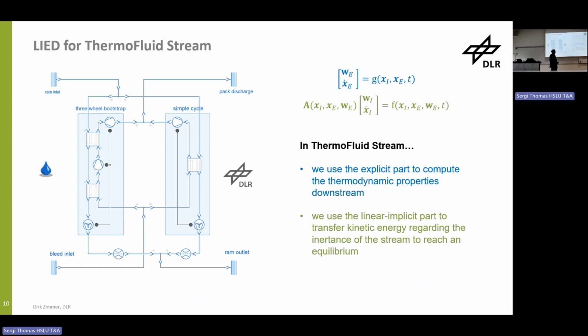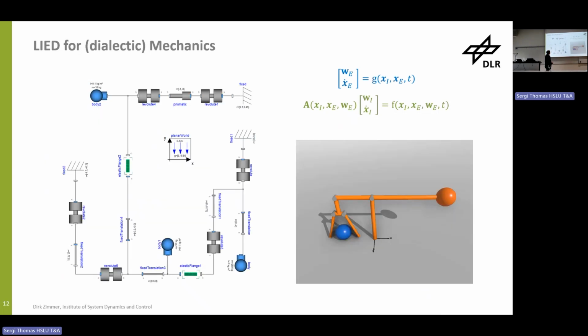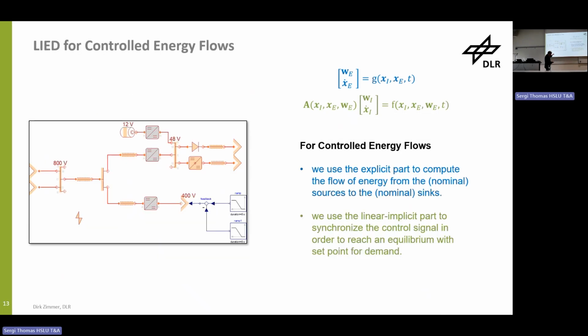And to explain, the blue part, the explicit part, would be that you compute downstream all your evil nonlinear thermodynamic computations from source to sink over the junctions. The linear equation system would then take the resulting gradients and bring the inertias of the different fluids, so bring the kinetic energy of the fluids, in balance, towards an equilibrium. Then later, so this is where it started. No, sorry, this is the wrong direction.